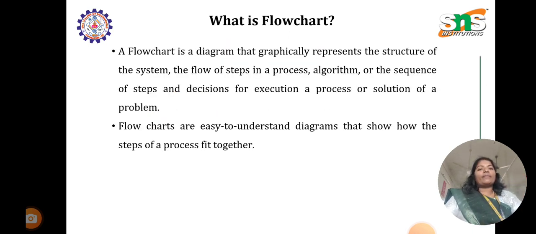What is a flowchart? A flowchart is a diagram that graphically represents the structure of a system, the flow of steps in a process, an algorithm or the sequence of steps and descriptions for executing a process or the solution of a program. Flowcharts are easy to understand diagrams that show how the steps of a process fit together.